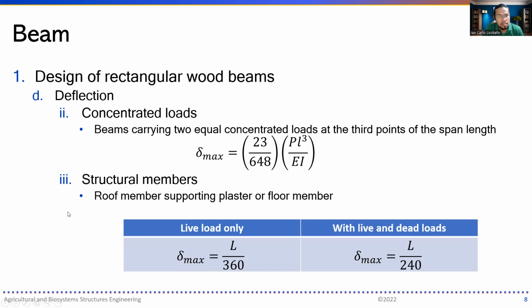over EI. Now, for structural members, you have the roof member supporting plaster or floor member. This is for live load only. You have your maximum deflection at L over 360, and with live load and dead loads, that becomes L over 240.